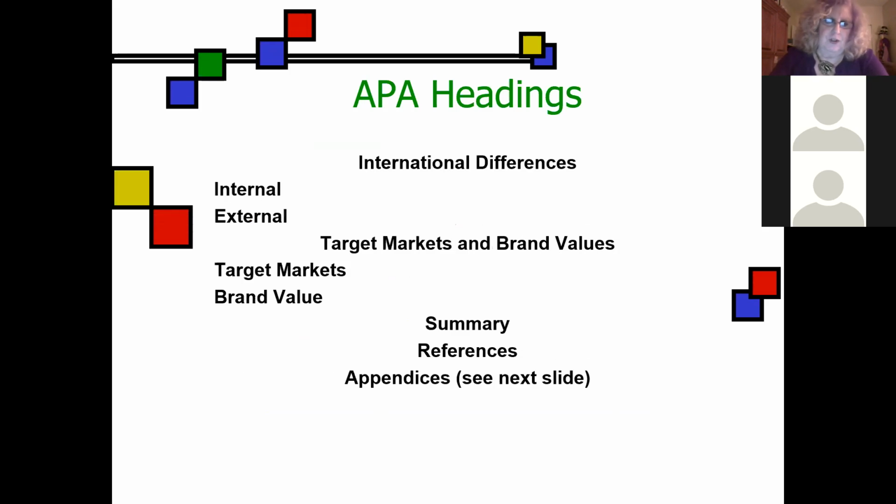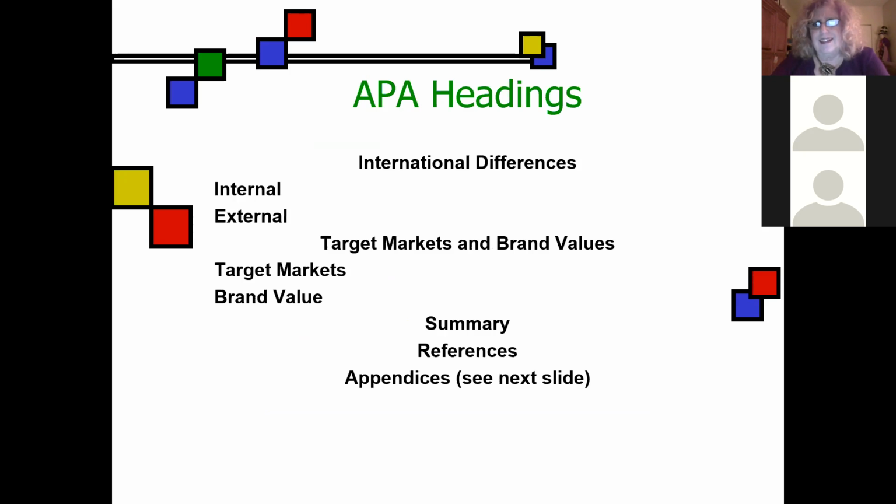Then continuing with my headings: international differences, the internal and external. Remember, internal is the HR message, external is the advertising. Target markets and brand values, and I use target market and brand value as level 2 headings, but you could do the whole thing under one heading of target markets and brand values. You then have your one summary for the entire paper, your reference page, and then your appendices.